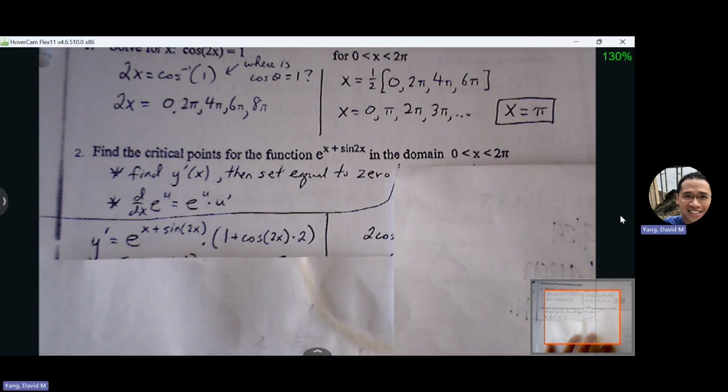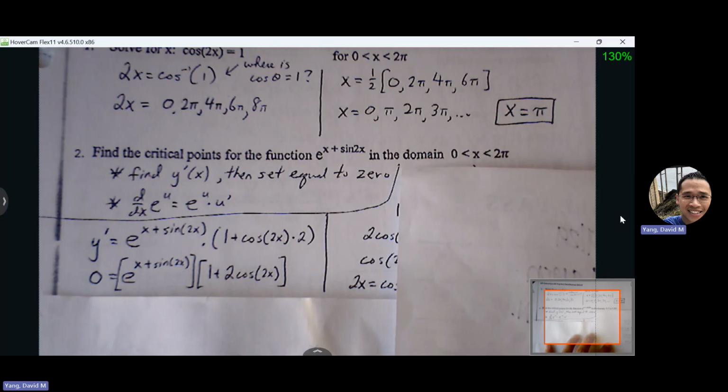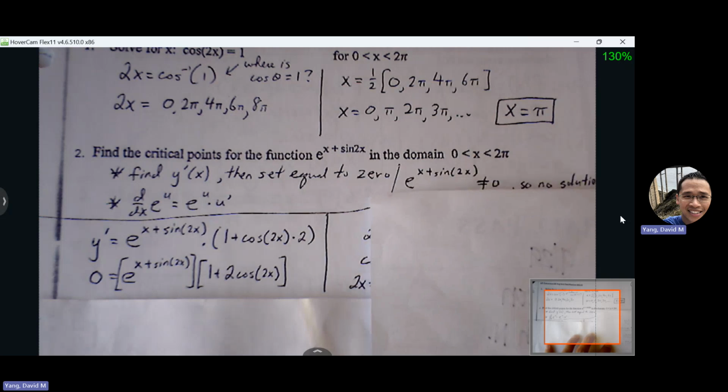Okay, so there's my e to the u times u prime. E to the u is just the original function that's given to us, and then times u prime. X becomes 1, sine of u becomes cosine of u times u prime, so cosine of 2x times 2. Set both parts equal to 0, and let's look for critical points.